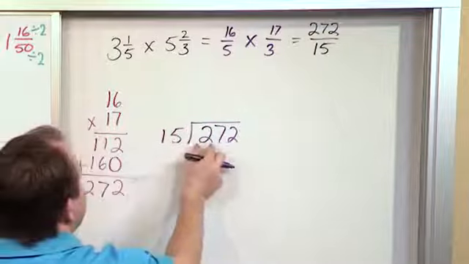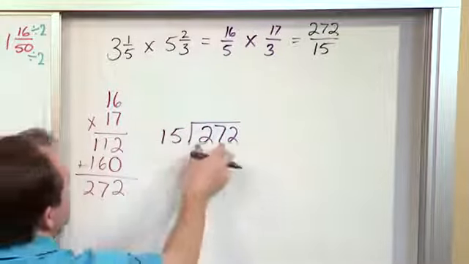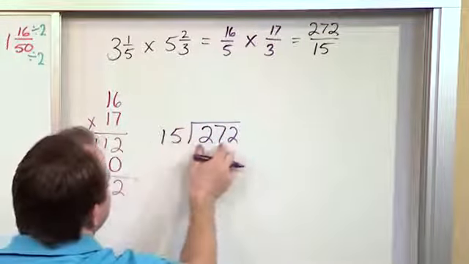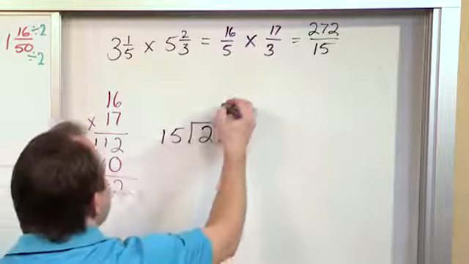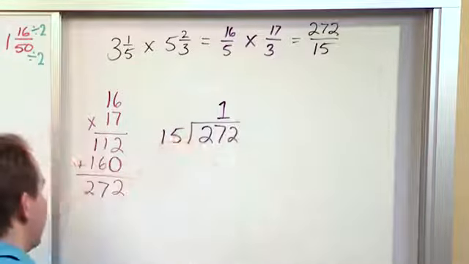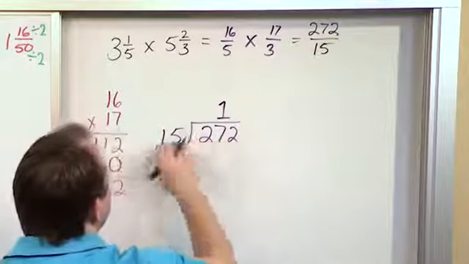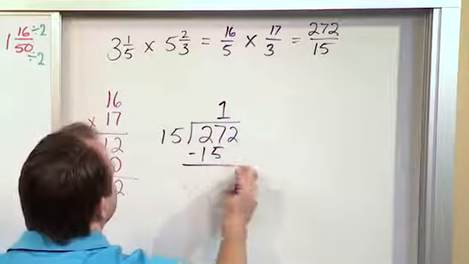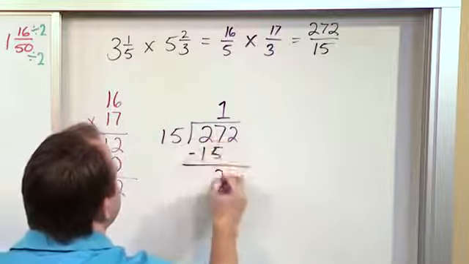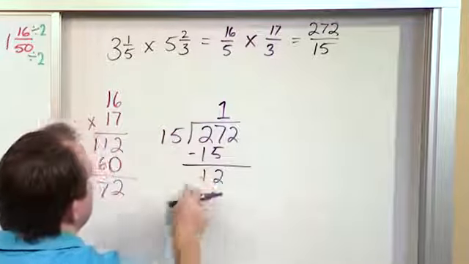How many times will 15 go into 2? We can't really do that, so let's go to the next digit. 15 goes into here. It can only go one time because 15 times 2 is 30. That's too big. So let's go with 1. 1 times 15 gives me this. Subtract. 7 minus 5 gives me 2. 2 minus 1 gives me 1, so I have 12.